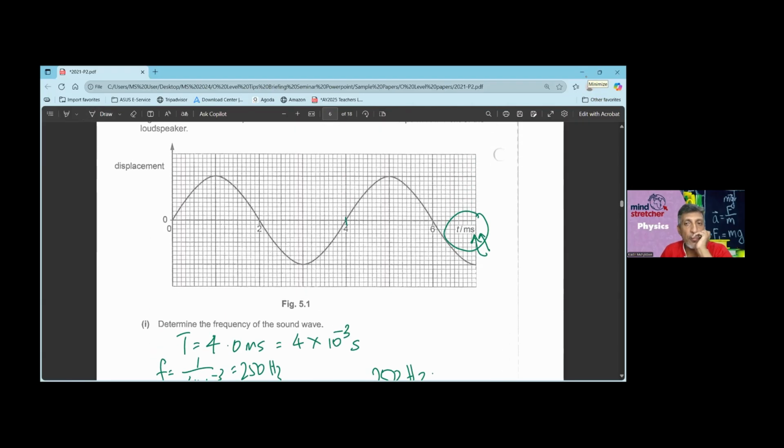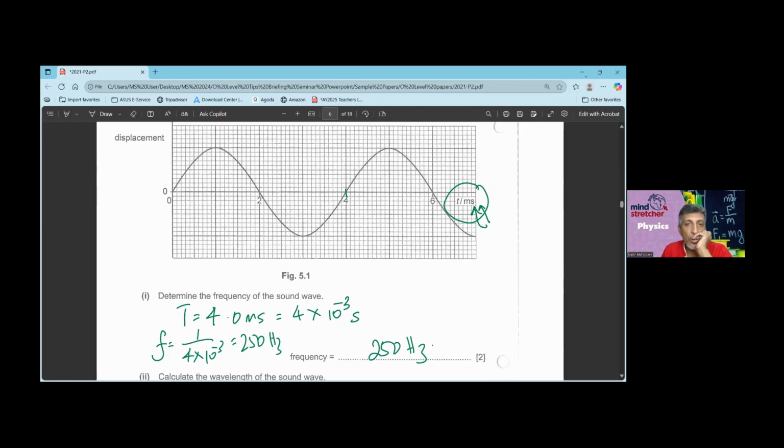Use the formula carefully. You need to see how many periods there are. Because I see one full wave, I have to measure one full wave from here to here. This is one full wave. I just need to worry about the one full wave. If I read two full waves, then I have to divide by two. Correct, one full wave is the time taken for the period.